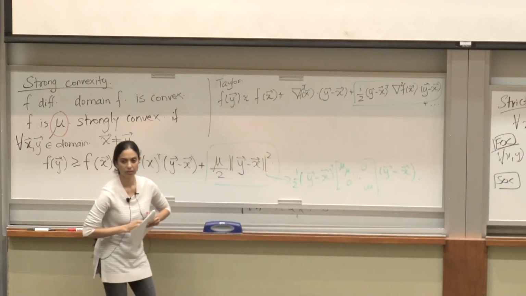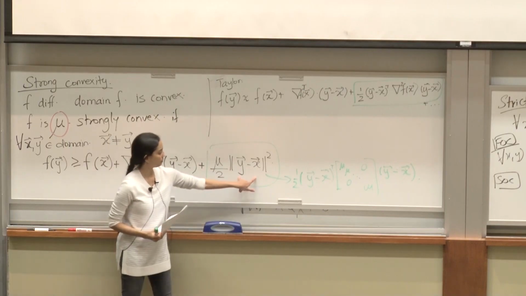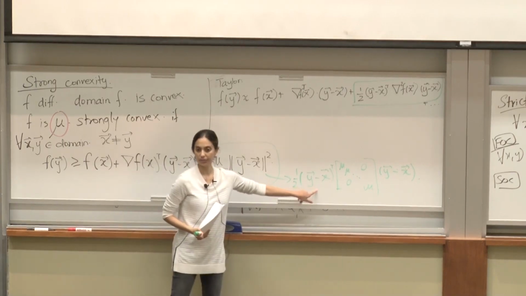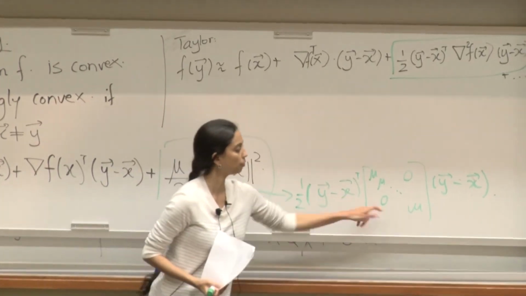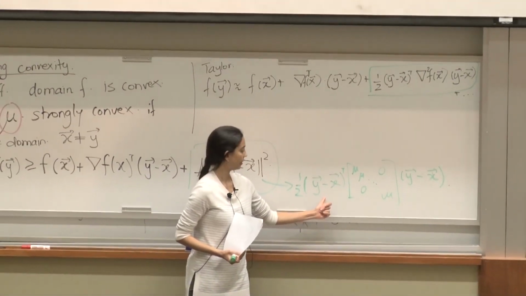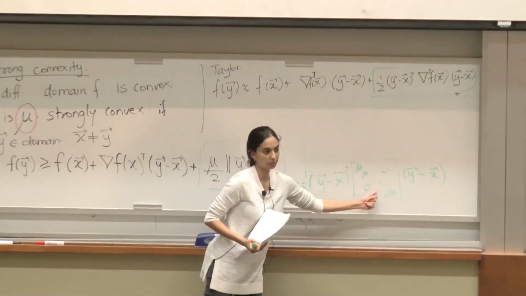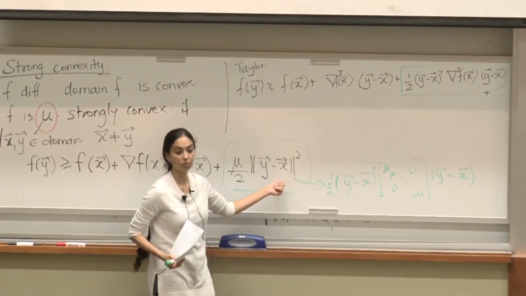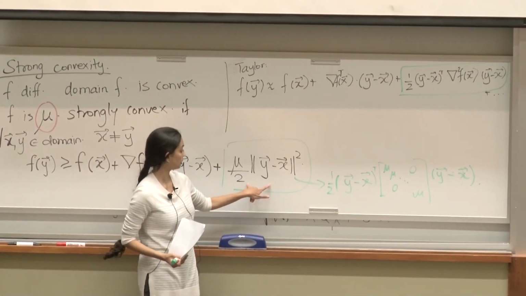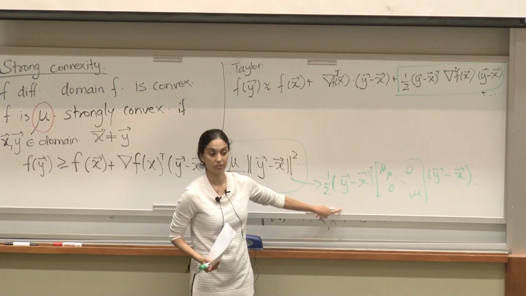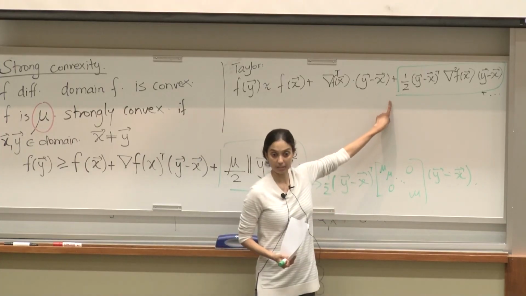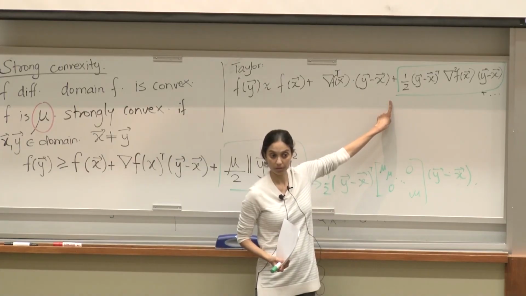Okay? This is exactly equal to this, right? Because I can just pull this mu out, and then this identity times y minus x becomes y minus x, and this just becomes the norm of y minus x squared. So this term is exactly equal to this. This is exactly in this format, okay?